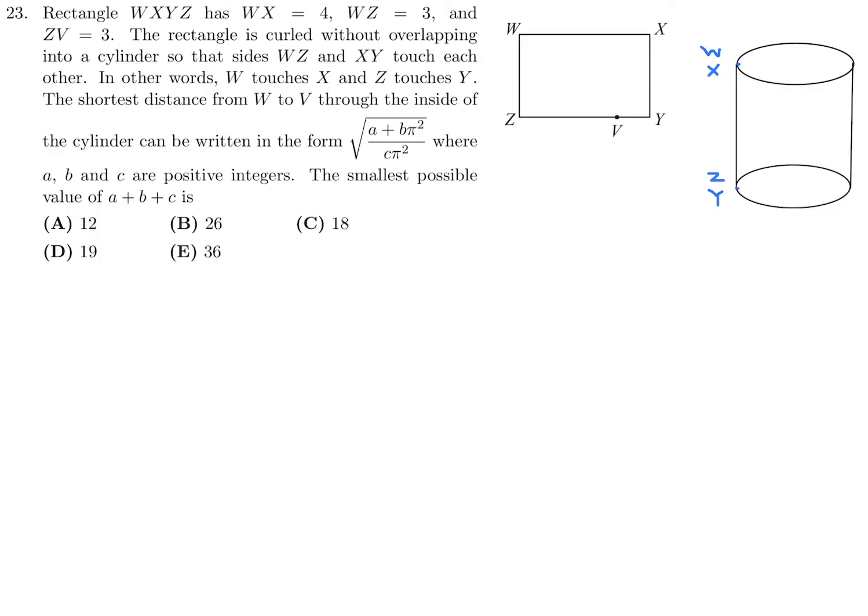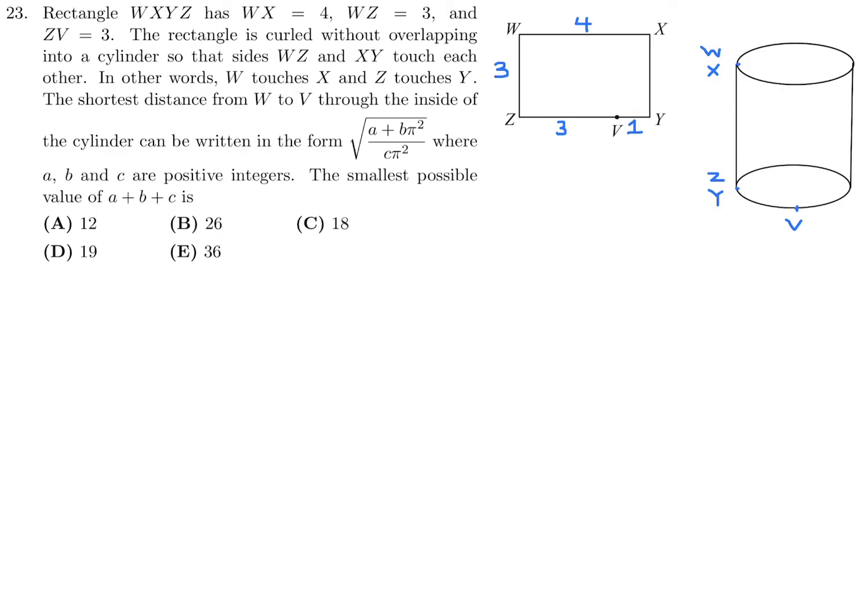Now, I have to think about, where do I put V? Is V here? Is it here? Well, just go back to the original diagram. This is 3, this is 4, and they told me that Z to V is 3. So that obviously means that V to Y is 1. So V to Y is basically a quarter of the full distance from Z to Y. So that means it must be here. That is where V is.